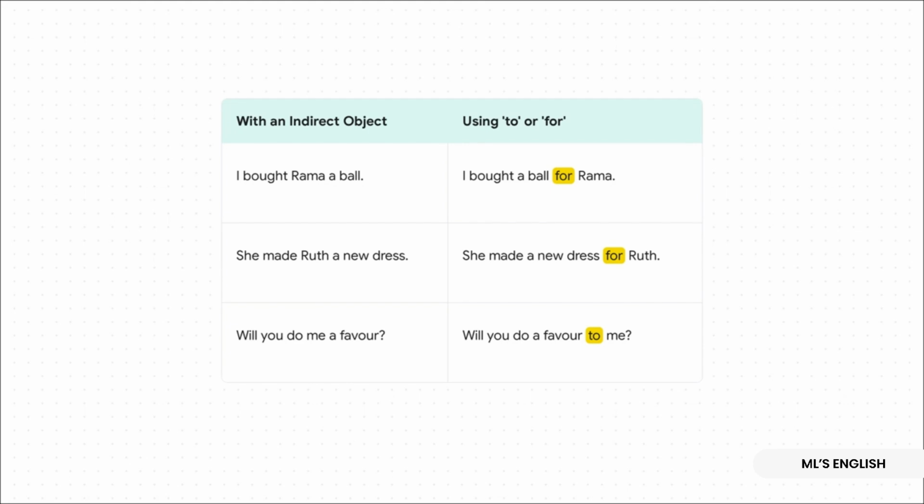And this is where it gets really cool, because it shows the flexibility you have as a writer. You can put the indirect object right after the verb, like, "I bought Rama a ball." Or you can say the exact same thing using a preposition like to or for. For example, "I bought a ball for Rama." Same meaning, just a different structure. And guess what? Both are 100% grammatically perfect.